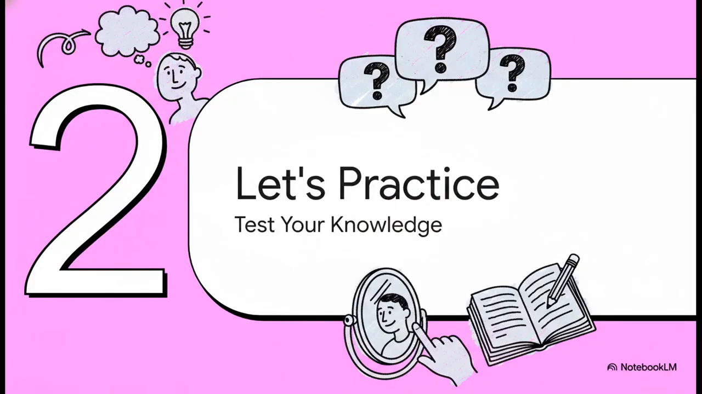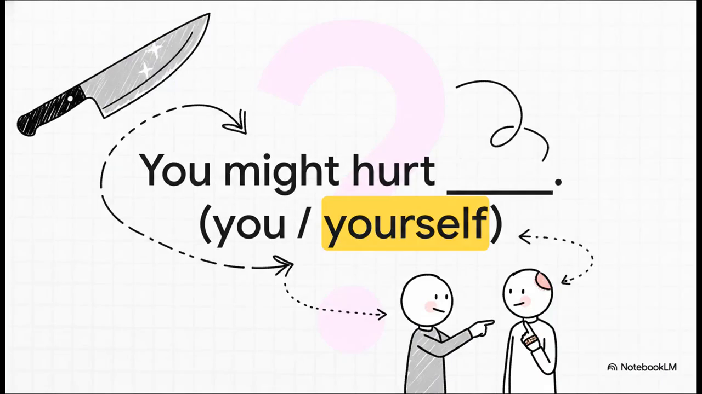All right, theory is great, but practice is where it really clicks. So, what do you say we try a few of these together? I'll pop a question up, give you a second to think about it, and then we'll go over the answer. You ready? Let's do this. Okay, first one. Be careful with that knife. You might hurt blank. Should that be you or yourself? The correct answer is yourself. You might hurt yourself because the person who might do the hurting, you, is the same person who might get hurt. The action reflects right back.